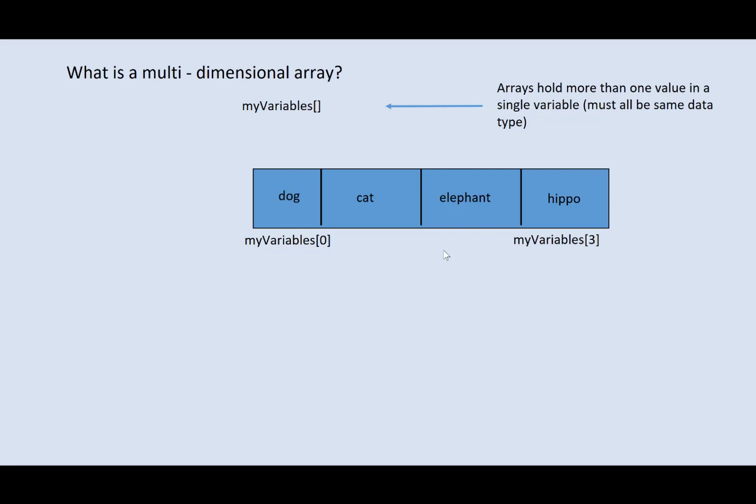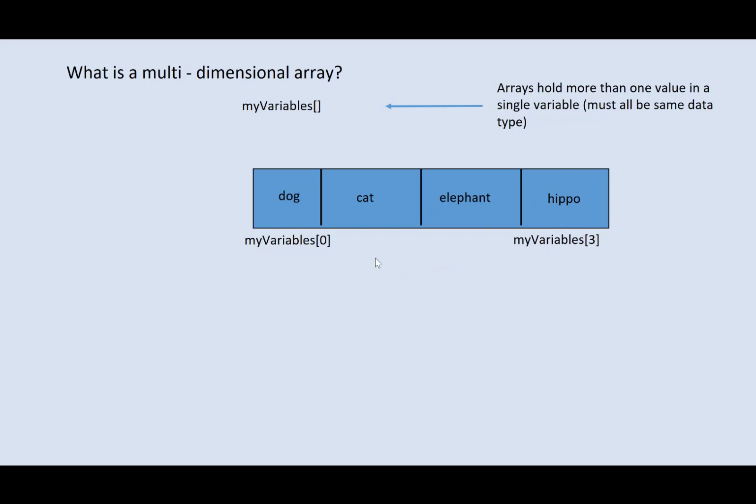So what is a multi-dimensional array? Well, let's review what we remember about arrays. We decided that we could use a single variable name that holds more than one value, and that the way that we got at each of those individual values was by using this bracket and an index number. And we decided that dog, for example, would be index 0 because computers start counting at 0. Cat would be my variables of 1, elephant of 2, and then eventually hippo becomes my variables of 3.